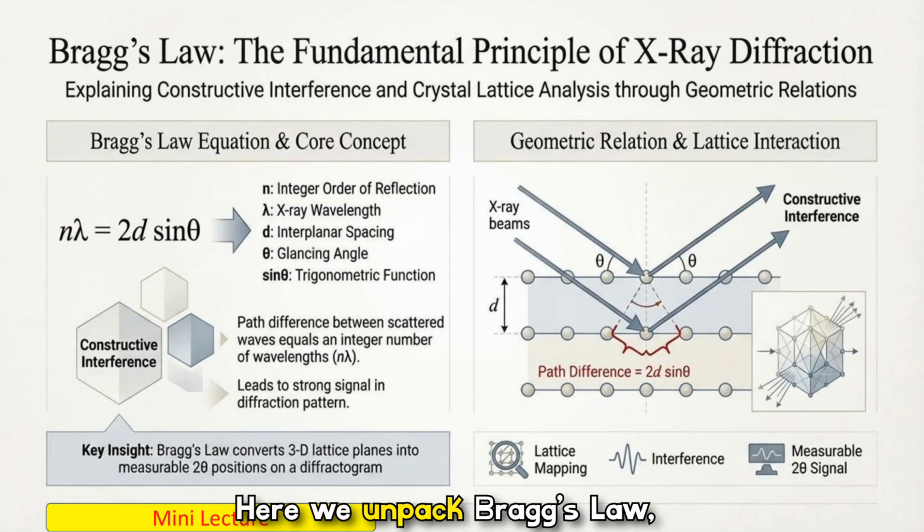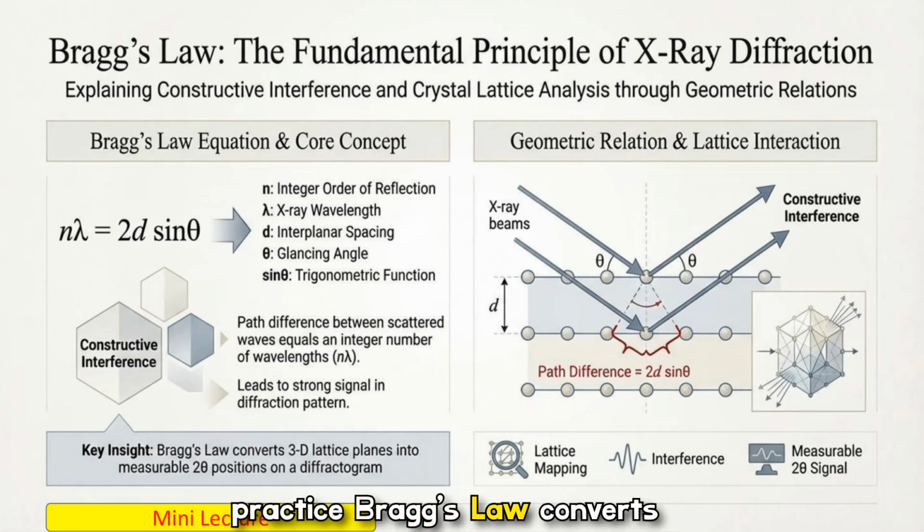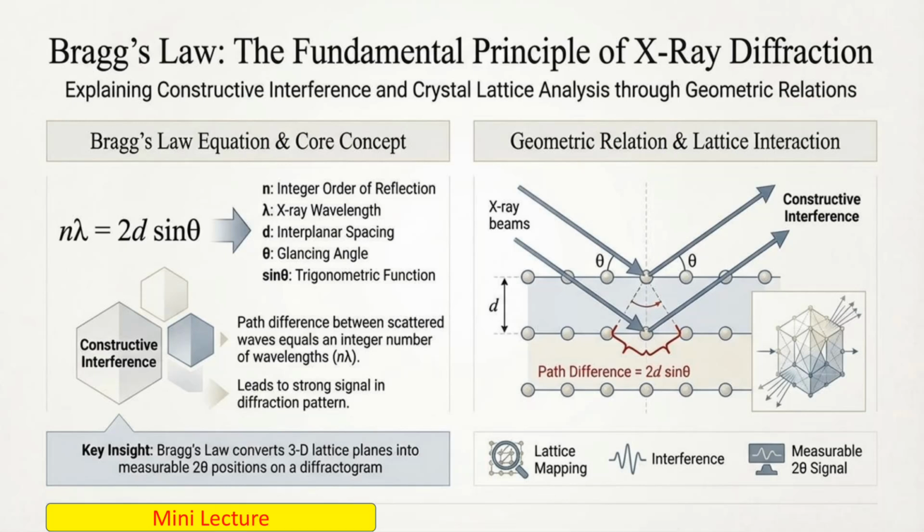Here, we unpack Bragg's law, the simple geometric rule, nλ equals 2d sin θ, that explains constructive interference from lattice planes. The diagram shows how path difference between scattered waves becomes an integer number of wavelengths, producing strong peaks in a diffractogram. In practice, Bragg's law converts three-dimensional lattice spacings into measurable 2θ positions, which is the backbone of crystallographic analysis.